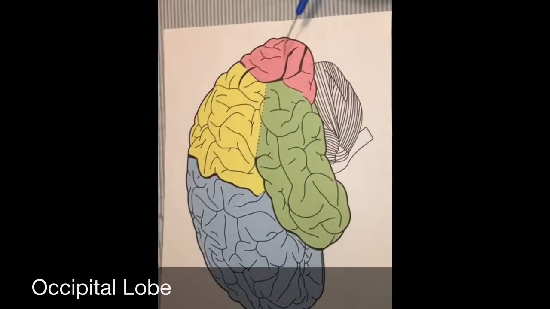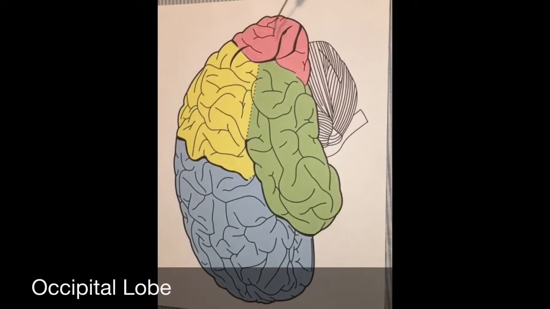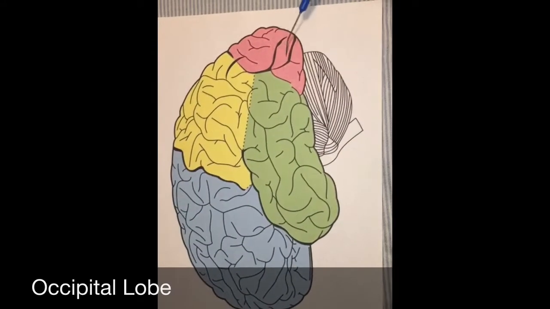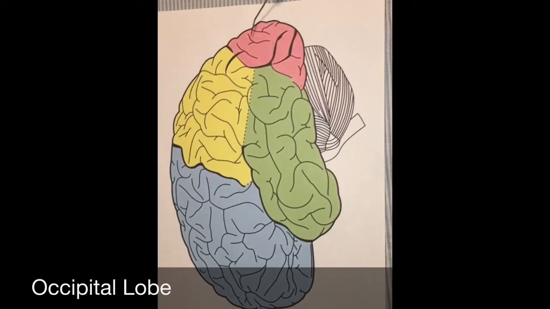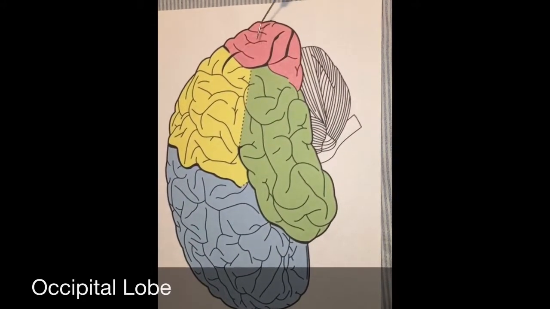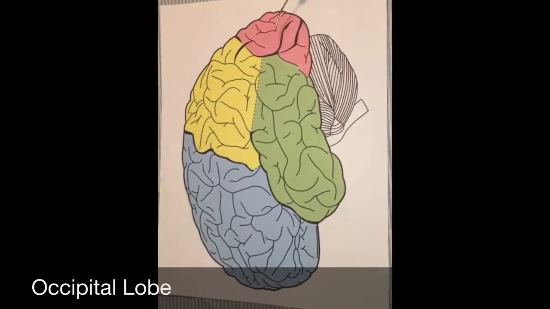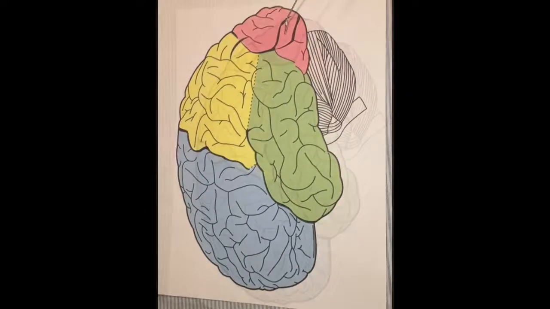So if someone were to injure the occipital lobe, it could result in functional blindness, which would mean that they would be able to see but would not understand what they were seeing. So a photo of a car would be able to be seen by this person, but actually understanding what the picture was would be incredibly difficult.